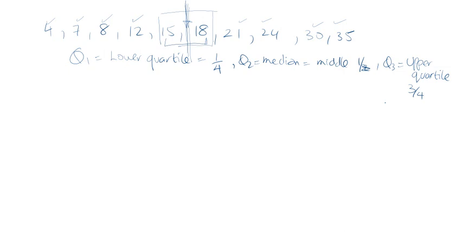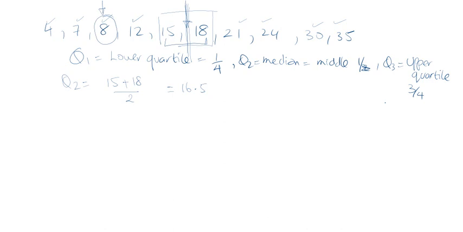So the middle, Q2, is in between 15 and 18. So it's 15 plus 18 divided by 2. This will give you the median if you had to work it out. That's 16.5 here. Then the lower quartile is 1/4 of that. If you look at the left hand side, you have these numbers 4, 7, 8, 12, 15. The middle is actually 8, and this is where the 1/4 is.